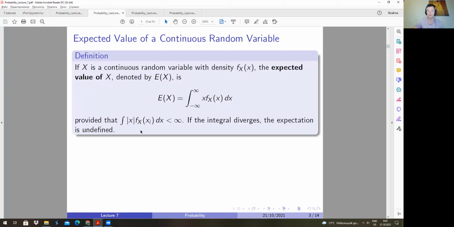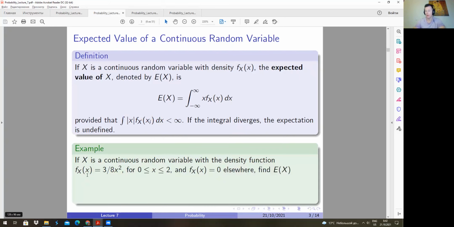And also we have the same condition of existence: this integral, when instead of x I'm taking the absolute value of x, must be finite. And if this integral diverges, then the expectation is undefined. So for our course, this condition is just a technicality. We are not going to look at the cases when the expectation does not exist. So don't worry, this is just a technical necessary thing to complete the definition.